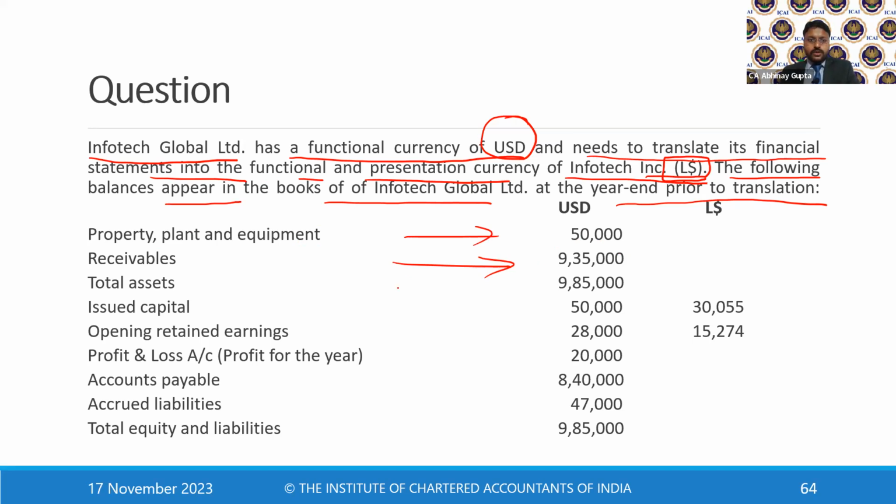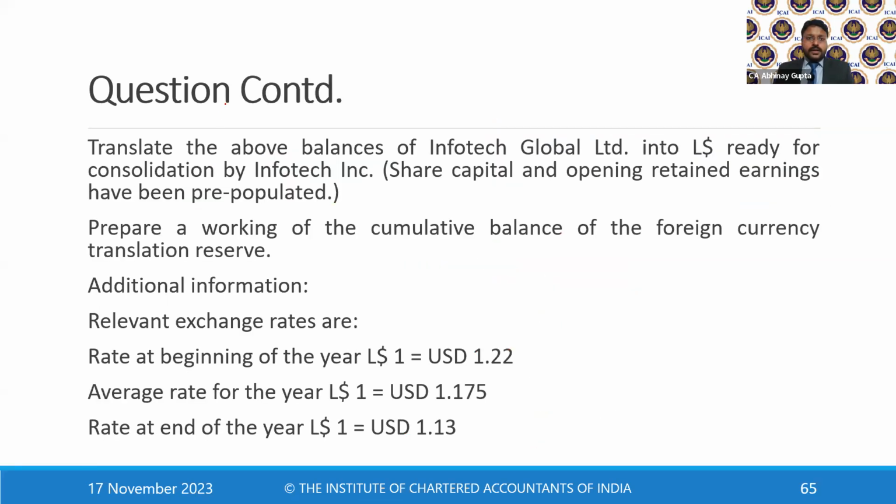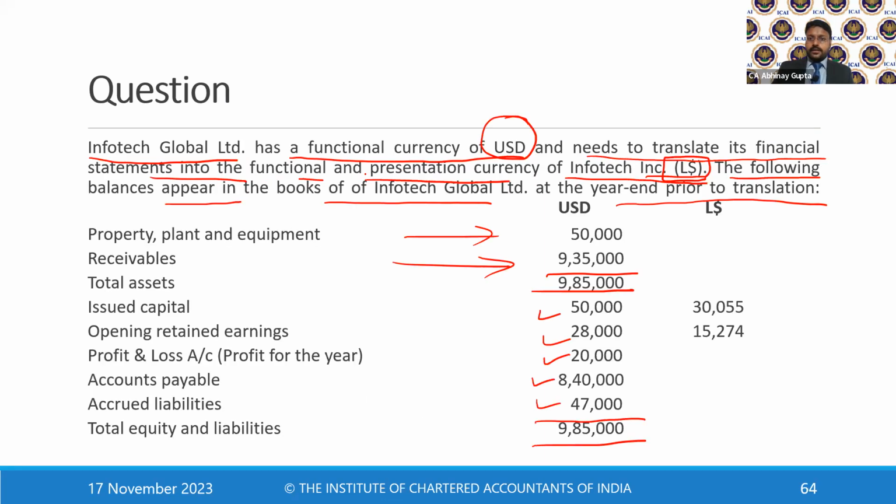For example, PP&E $50,000, receivables $9,35,000, total assets $9,85,000, issued capital 50,000, opening retained earnings, profit and loss for the current year, accounts payable, accrued liabilities, and total equity and liabilities. So this is the balance sheet given, right? Translate the above balances of Infotech Global Limited into L dollars, ready for the consolidation by Infotech INC, right?